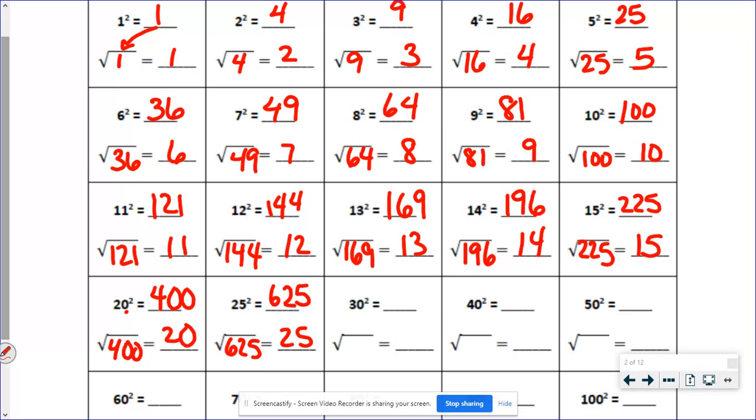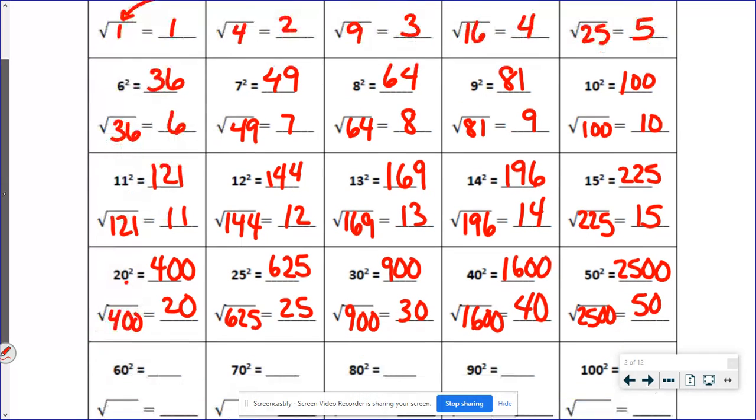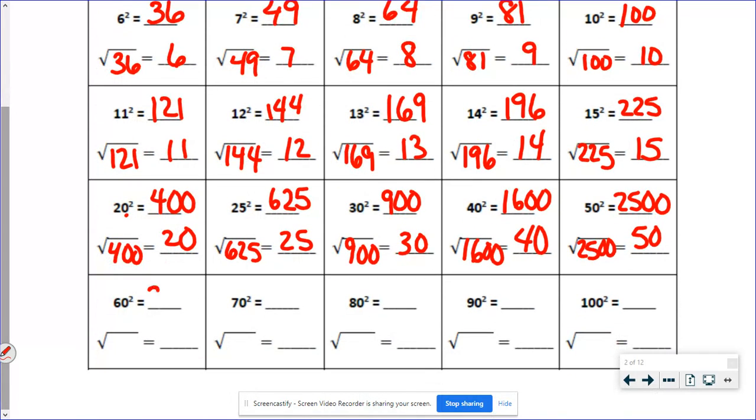Now, after that, all the rest of these are just multiples of numbers that we have up here. So 30 squared, 3 squared is 9, and then we would have 2 zeros. So the square root of 900 is going to be 30. This is going to be 1600. 50 squared is going to be 2500. Okay, and then we should be able to complete the rest of these. So 60 squared is going to be 3600. 4900.